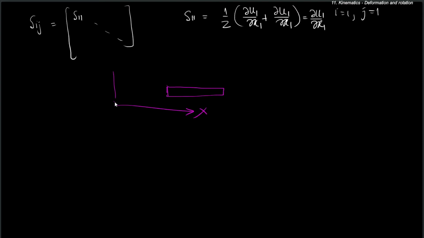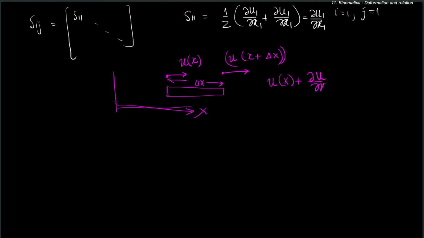So if I call this the x direction, and the velocity at point x is u, then the velocity over here will be u at x plus delta x, if I call this delta x. And so the velocity at x plus delta x can be written as u at x plus del u del x delta x and higher order terms. Basically, higher order terms are order delta x square and above.